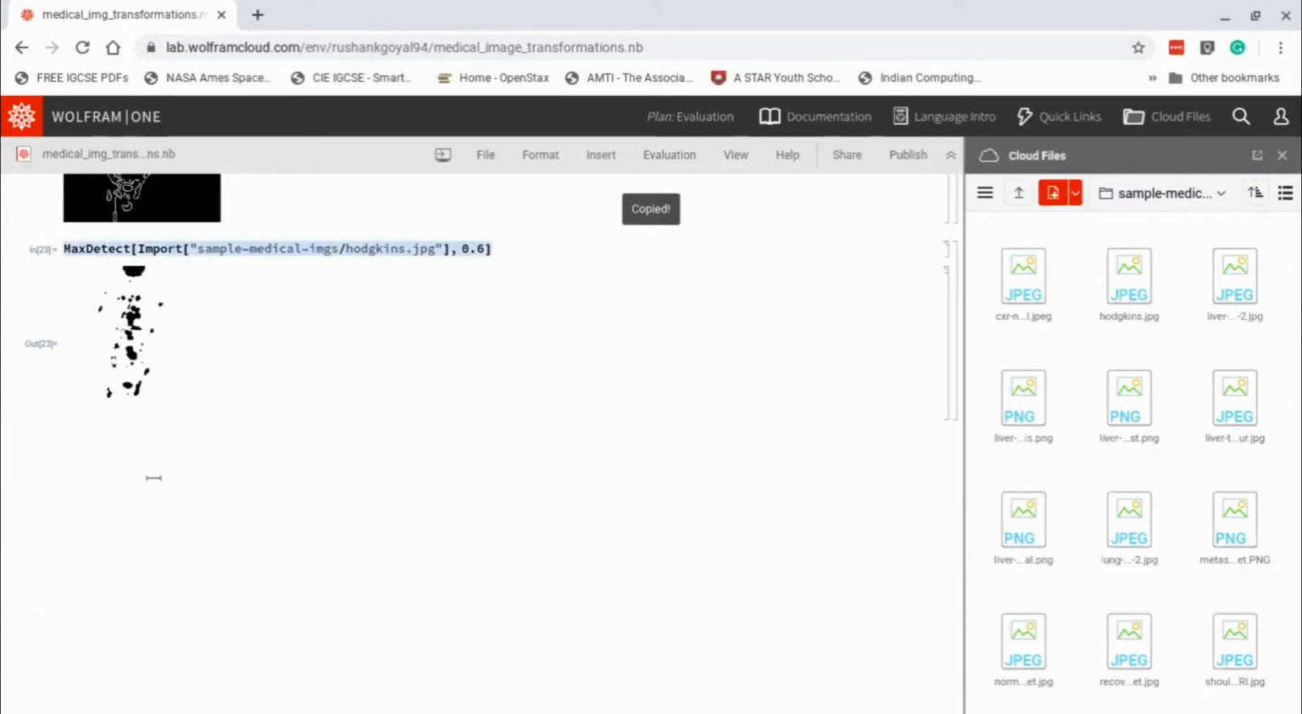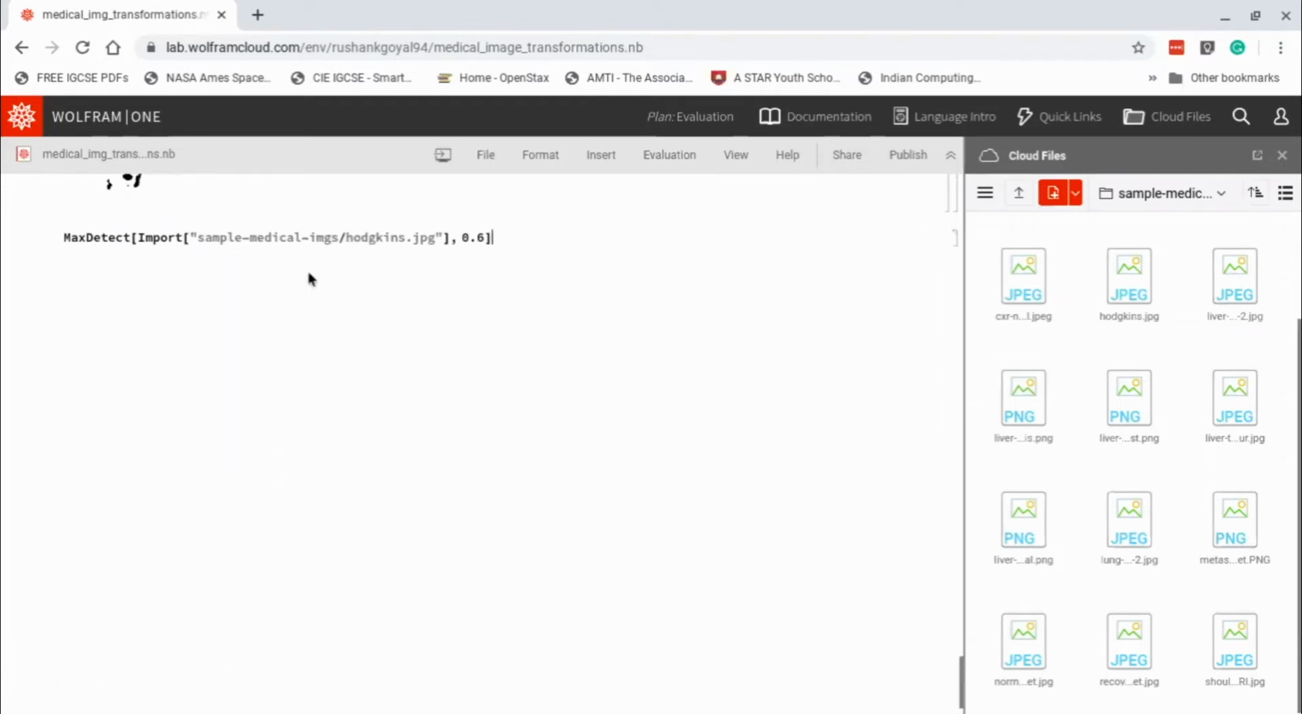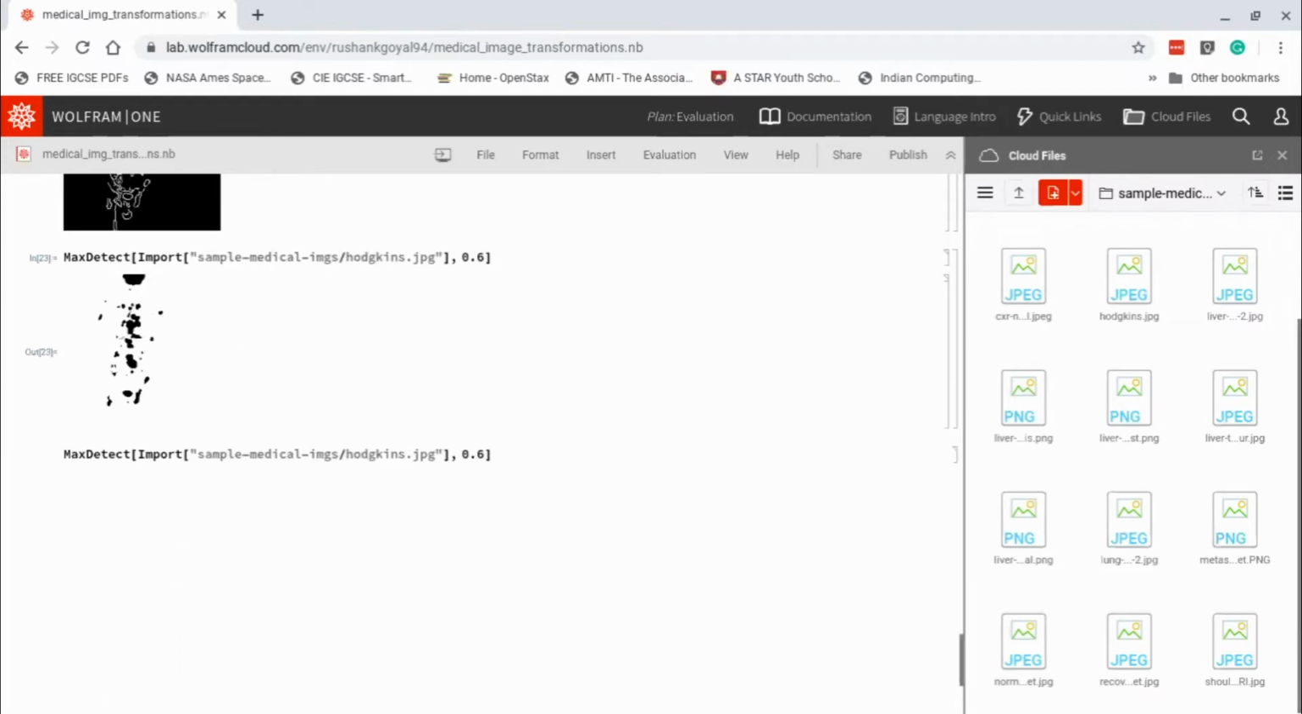As I said, you kind of have to figure it out by trial and error because you don't know how dark it would be. Because this is also dark, the person's center ribs, but you still don't know what value to use.